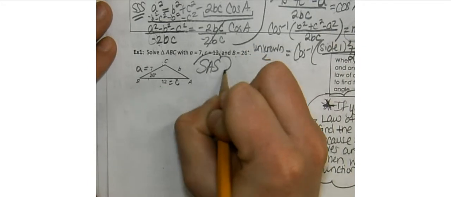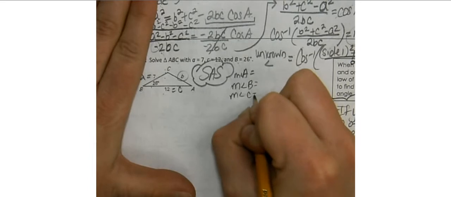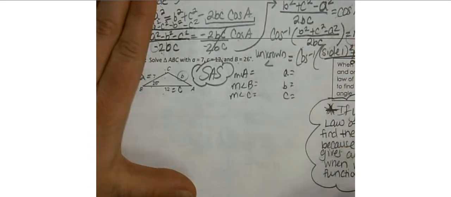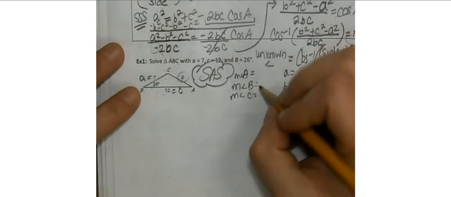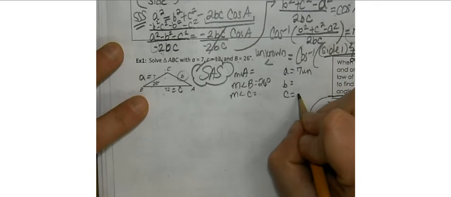Since we are given side, angle, side, it will make sense for us to find our missing side first, and then from there we can make a decision about what we want to do. I know that I want to find the measures of angle A, angle B, and angle C, and then I want to find what little a, little b, and little c are. I know that the measure of angle B is 26 degrees, little a is equal to 7 units, and little c is equal to 12 units.